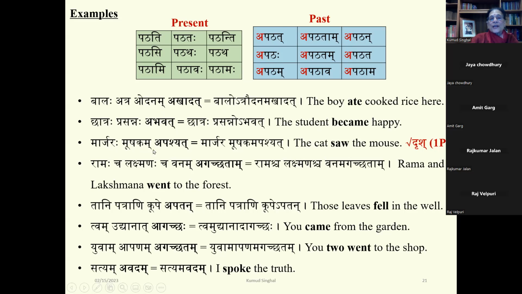Marjaraha mushakam apashyat. So the dhatu is drish. This is an irregular dhatu, drish, which becomes pash, which means to see. So the cat saw the mouse. So marjaraha mushakam apashyat. So this is all third person singular, these three examples. So here, sorry, this is a mistake. This should be marjaro.